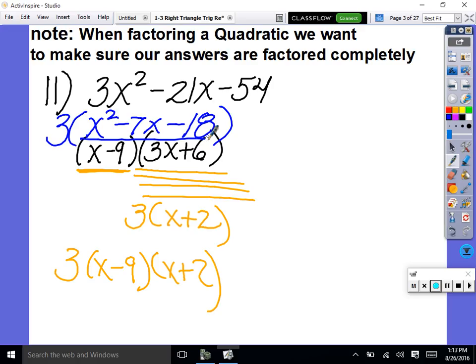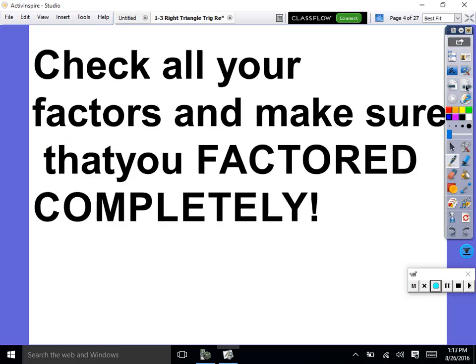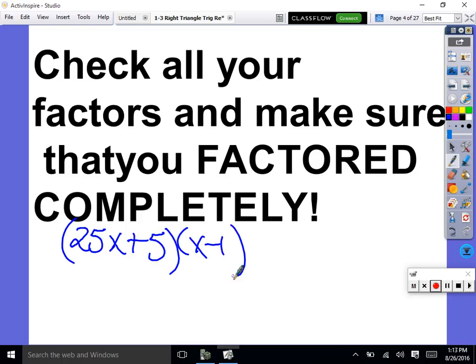Good point. Okay, awesome. So what I want you to do now is go look at all your answers on 1.2, and if they're not factored completely, factor them completely. For example, if you have an answer like 25x plus 5 and x minus 1, you would go and fix it. You'd say, oh, this factored further. So I pull out a 5, left is 5x plus 1 and x minus 1. Go look at all your answers and make sure they're factored completely. Ready, set, go.